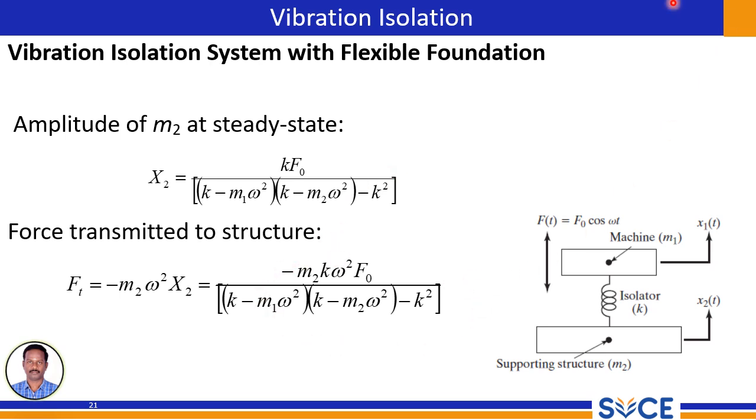The significance is that this equation allows us to determine the force transmitted to the supporting structure at steady state. Minimizing this force is the primary goal of vibration isolation. By analyzing this equation, we can understand how the system parameters affect the transmitted force and how to optimize the system for effective isolation.